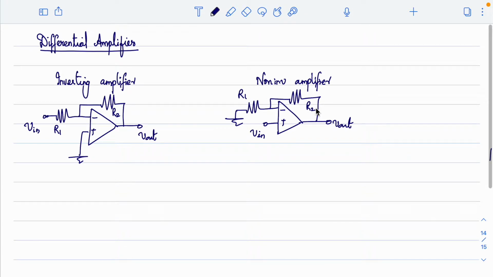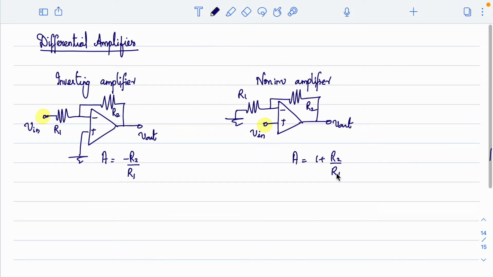Right. Now the need is a differential amplifier which can accept two input signals. If you look at inverting and non-inverting individually, this can accept only one input here, this can accept only one input here. Now when we need to amplify the difference between two signals, the amplifier should be able to accept two input signals, right? There are different ways of looking at that. The gain of this is minus R2 by R1, and the gain of this amplifier is 1 plus R2 by R1.